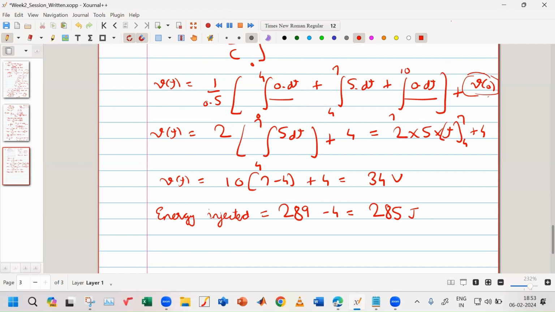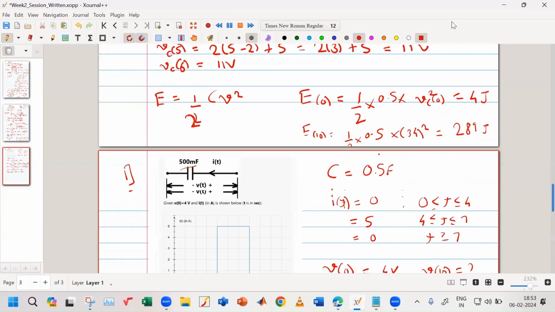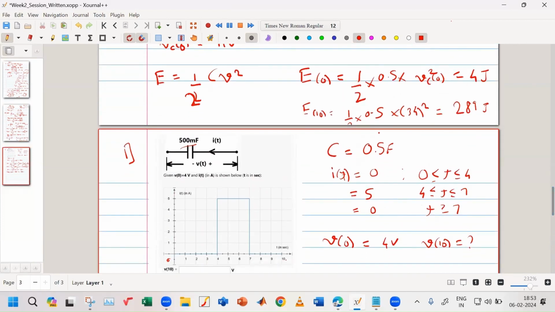And now can you think why this has happened? Because over here, I am just adding positive current to the capacitor. So if I'm just adding positive current, that means I'm just adding charge. I'm just storing more charge onto my capacitor. When I'm storing more charge onto my capacitor, the energy in my capacitor is increasing, right? So that is what is happening.